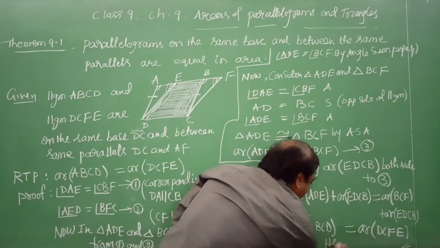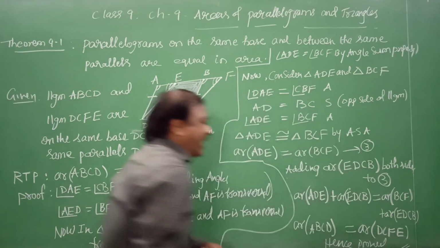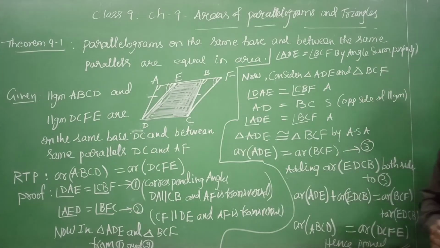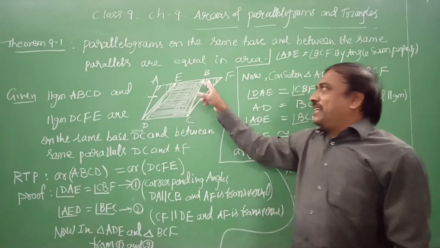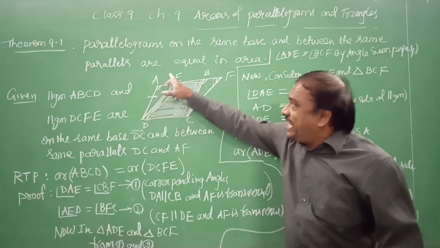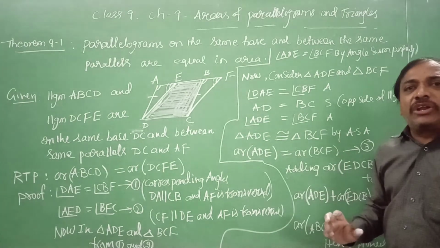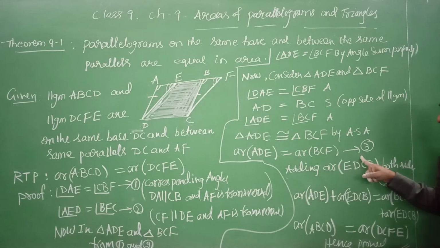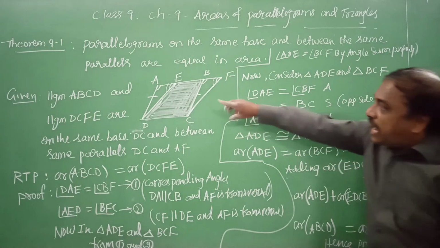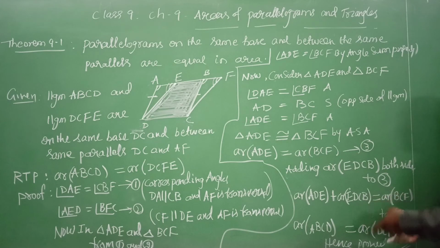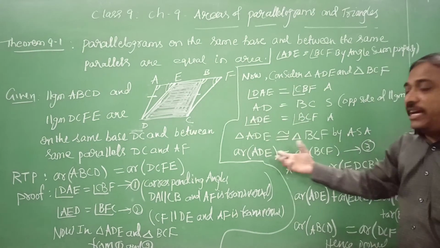Now you see both the parallelograms' areas are equal. So, hence proved. What did we have to prove? We have to prove their areas are equal. For that, we first took corresponding angles are equal. By the angle sum property, the third angle is equal in triangle ADE and triangle BCF. Since the triangles are congruent, their areas are equal. Because these two areas are equal, we add the common portion EDCB to both triangles. Then we obtain that the parallelograms' areas are equal.